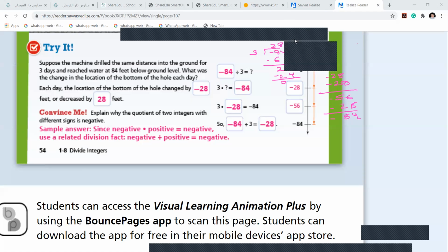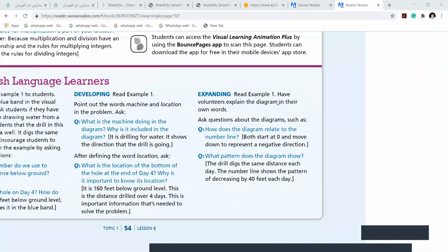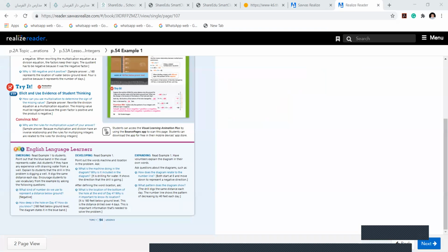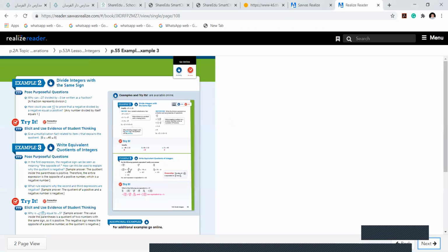Can I go to the next page? Yes. Who's this shouting today? Who's this girl? Me. Me, who me?